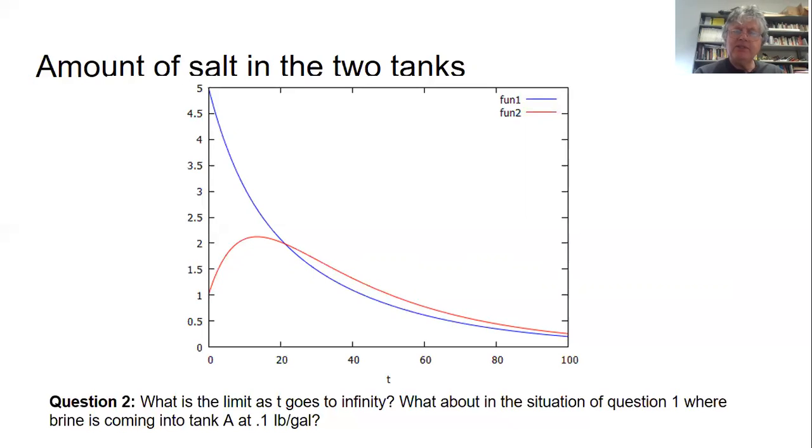But what happens if we're in this situation of question 1 where the brine coming into tank A is at 1 pound per gallon? What are going to be the limits then as t goes to infinity? Okay, and so that is this application, and I'll get on to the next application.